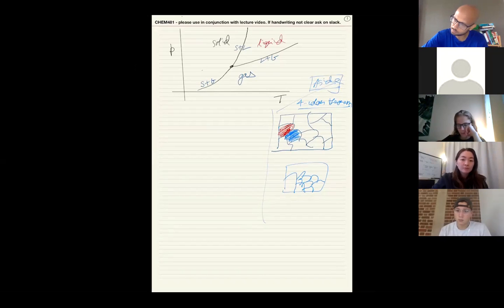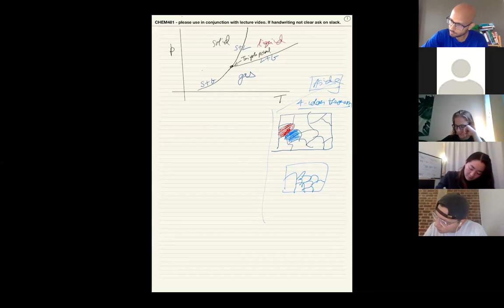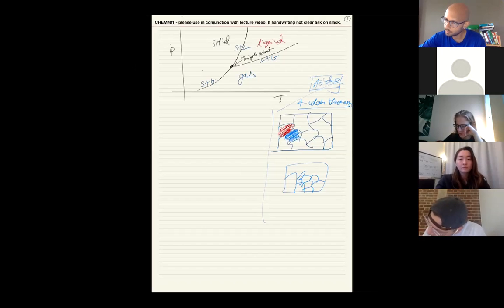So this point in the middle is called the triple point. This is the point at which solid, liquid, and gas coexist, all of them. It's a very, very special pressure and temperature. And at this point, all of you should hopefully also remember that the solid liquid line for water looks something like this. It has a negative slope. And this is true for almost everything else.